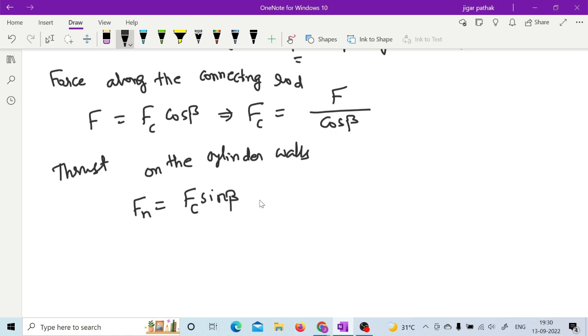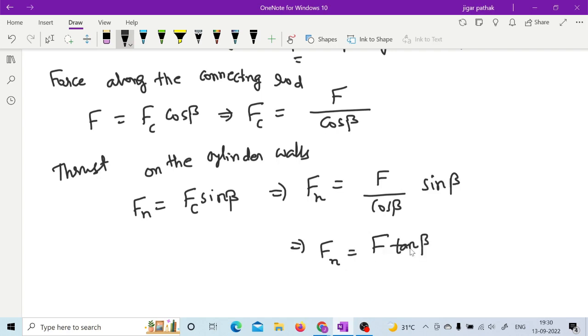Now if you further want to classify it and write it in terms of piston effort, then you can write this force along the connecting rod in terms of that piston effort. So Fn can be written as F upon cos beta into sine beta. So if you write like this, then finally you can write your thrust on the cylinder as F tan beta, right? So you have written this force along the connecting rod also in terms of piston effort, similarly thrust on the cylinder wall also in terms of piston effort, right? So this is how you can calculate the thrust on the sides of the cylinder wall.